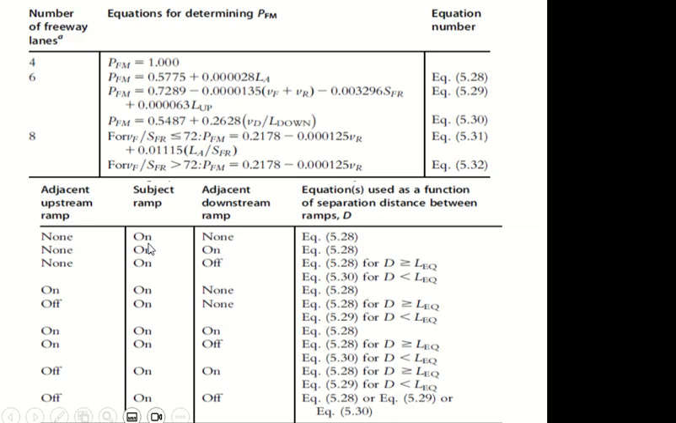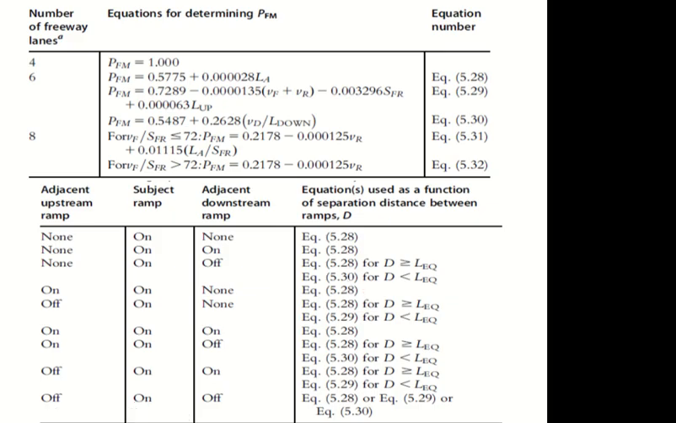So your ramp is on, no upstream, no downstream. You should use equation 5.28. No upstream, and the downstream is also on, meaning merge, meaning entry. Then you should again use equation 5.28. No ramp upstream, and the downstream one is off, meaning diverge, exit. Then you can use 5.28 or 5.30.